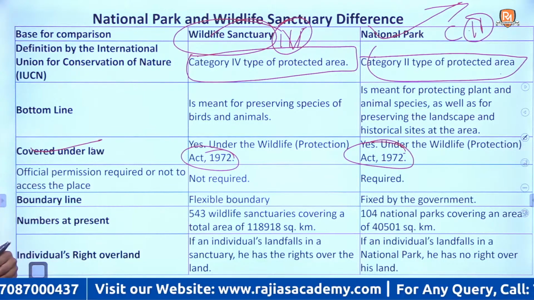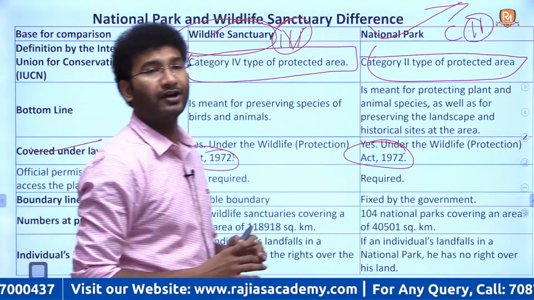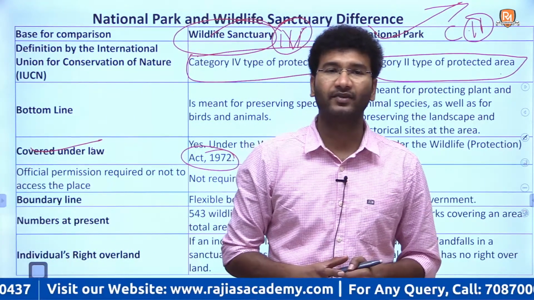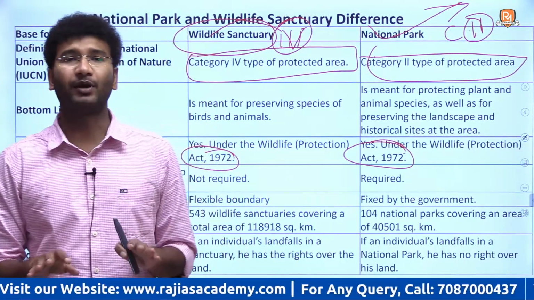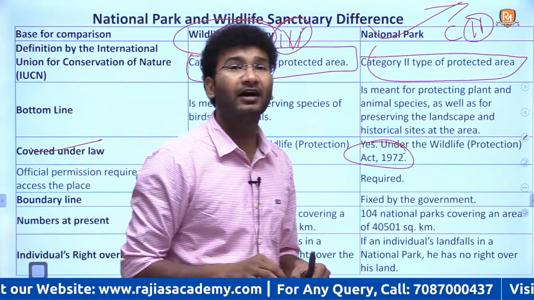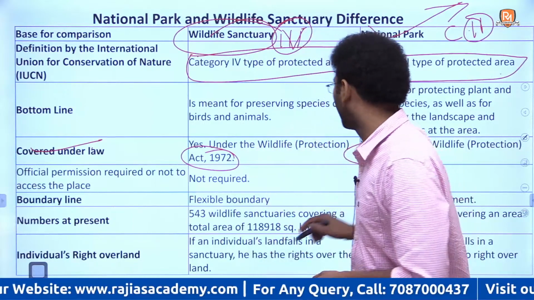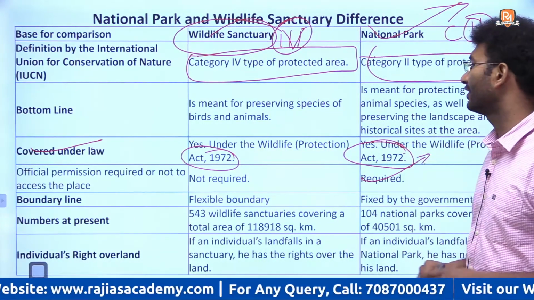Along with this, official permissions are required or not to access the places. In order to access the wildlife sanctuary, you need not require any permission, but in order to access the national park, you need to have a permission from the Chief Wildlife Warden. He is the ultimate authority for giving the permissions.